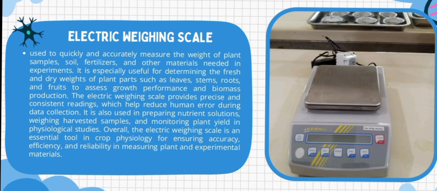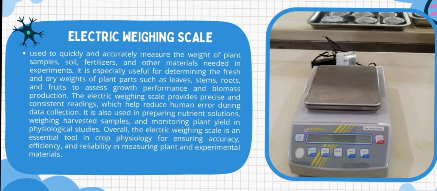Electric weighing scale. Used to quickly and accurately measure the weight of plant samples, soil, fertilizers, and other materials needed in experiments. It is especially useful for determining the fresh and dry weights of plant parts, such as leaves, stems, roots, and fruits, to assess growth performance and biomass production.